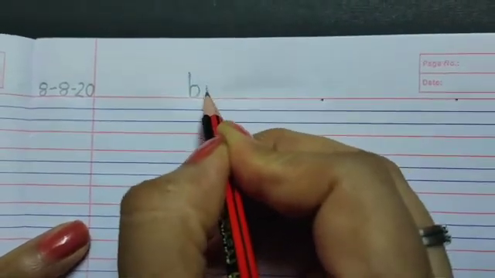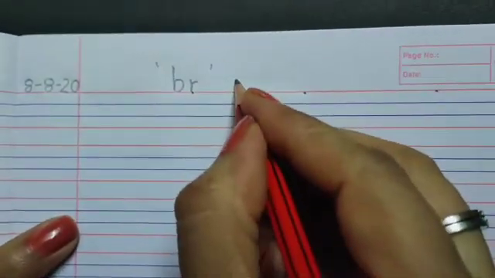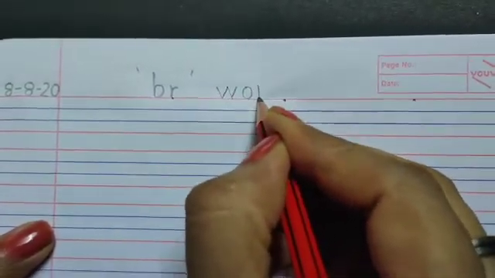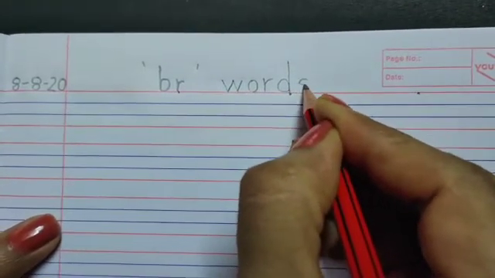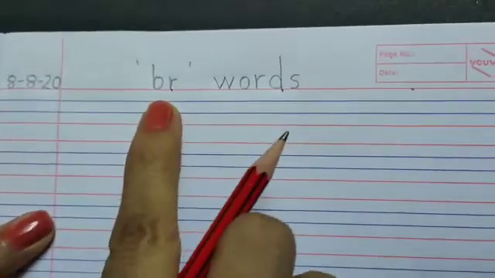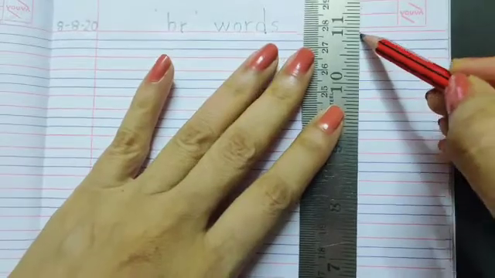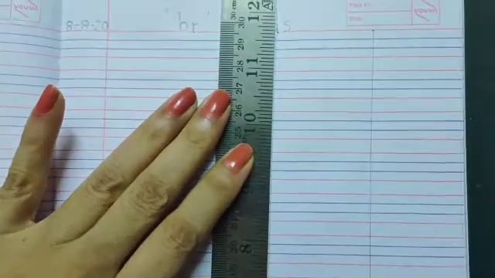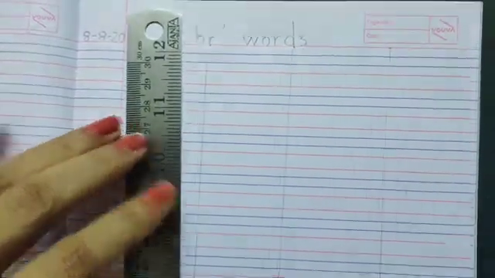B, R. 1 finger space, W, O, R, D, S. Words. BR words. I will now draw 3 lines. First line, the second line, and the third line.